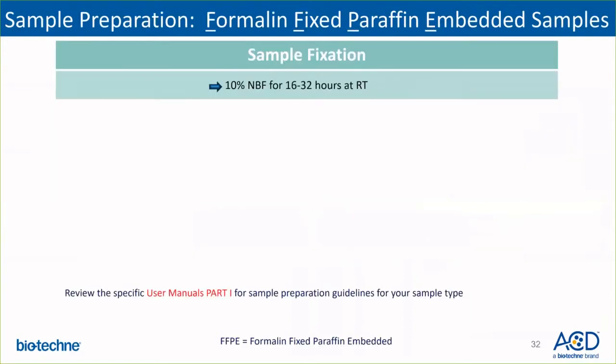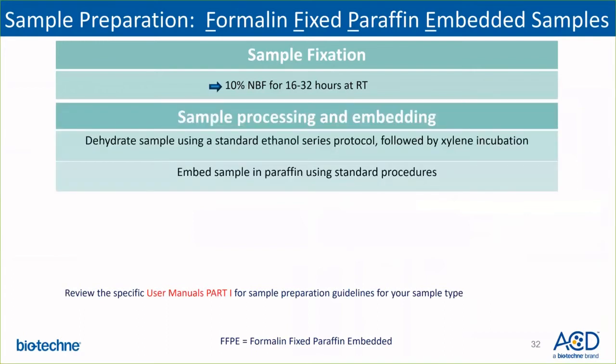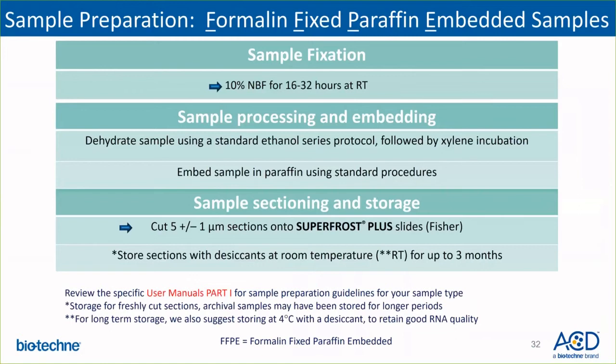Here is an example of recommended sample preparation. With FFPE samples, we recommend fixing with 10% NBF for 16 to 32 hours at room temperature. The recommended sample thickness is 4 to 6 microns, and we also recommend that the tissue is mounted onto Superfrost Plus slides. In order to preserve RNA quality, it is recommended to store sections with desiccants at room temperature for up to 3 months. For long-term storage, it is best to store at 4 degrees with desiccant.